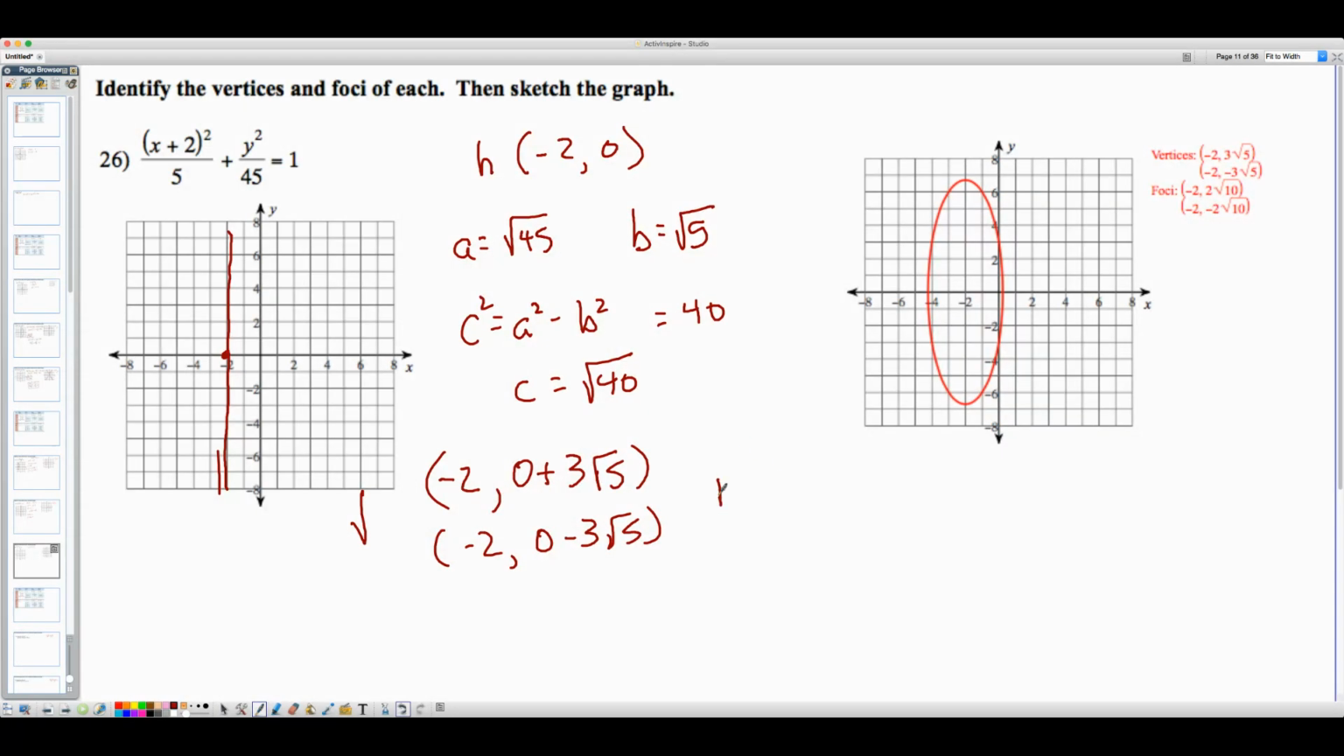And for the foci, it's going to be along this same line, so it'll be at -2, and I will do 0 plus the square root of 40, which is 2 times the square root of 10, and a negative. If I want to do the co-vertices, I could take along the 0 axis, my -2 plus or minus the square root of 5. Okay.